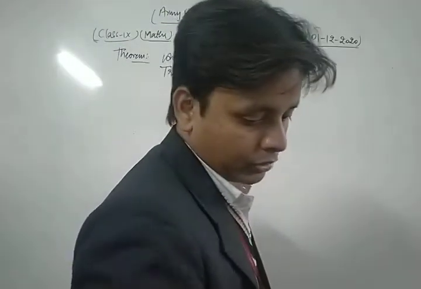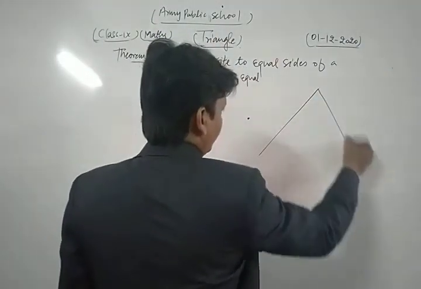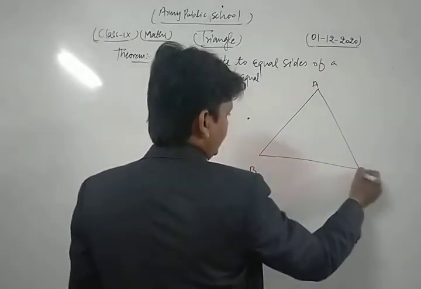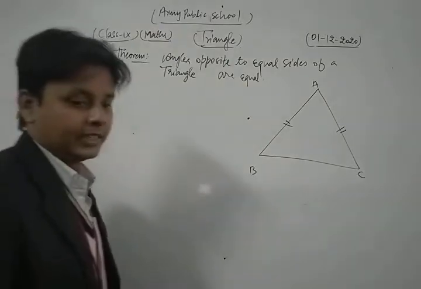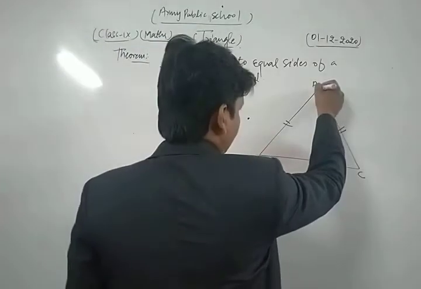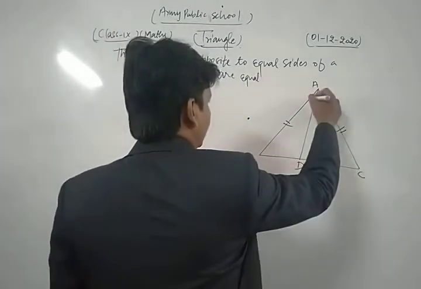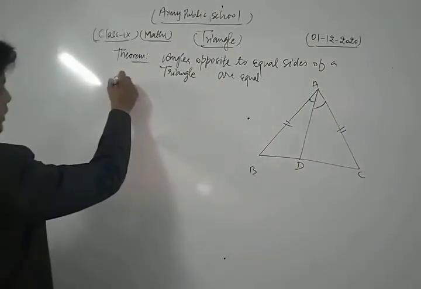First of all, we draw a triangle ABC in which two of its sides, AB and AC, are equal to each other, and we have to do some construction in that figure. We draw AD as a bisector of angle A, meeting BC at point D, so that the angles are also equal. Now let's see, first of all we write the given.